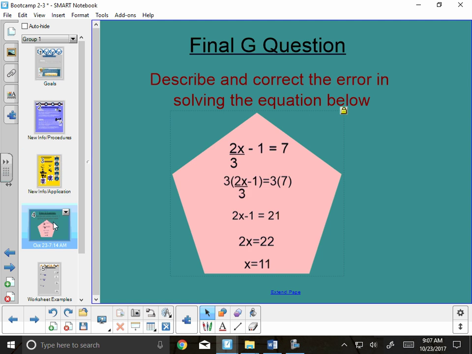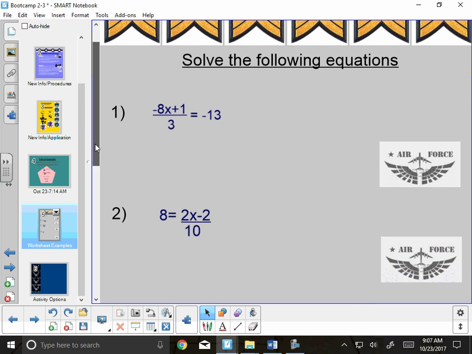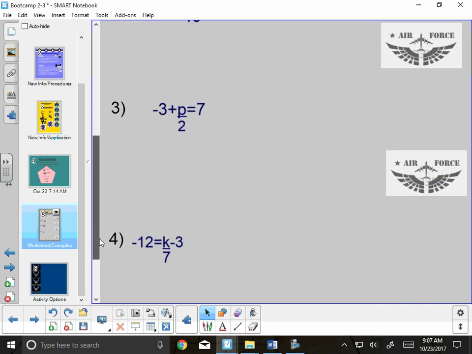Alrighty, so we have the final G question here. It says describe and correct the error in solving the equation below. So go ahead, take a look at that, and then just describe on your goal sheet. Remember, we have the final G question space. Explain what happened and why you think it did. And then lastly, we just have the following equations that you're going to have to solve. These are on our worksheet, and we will go through these in class.